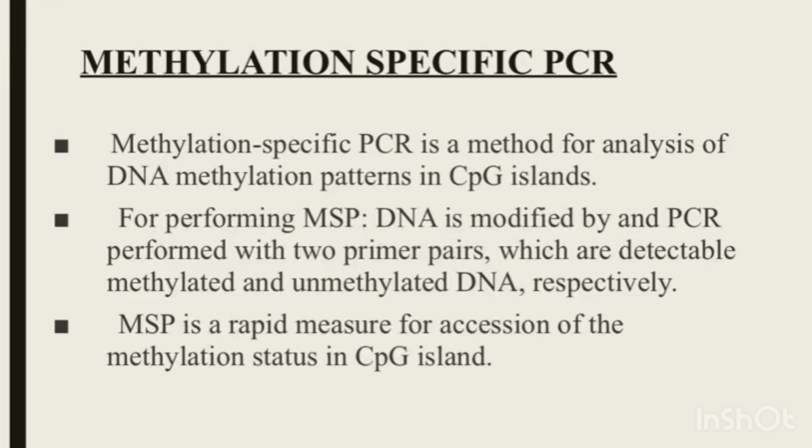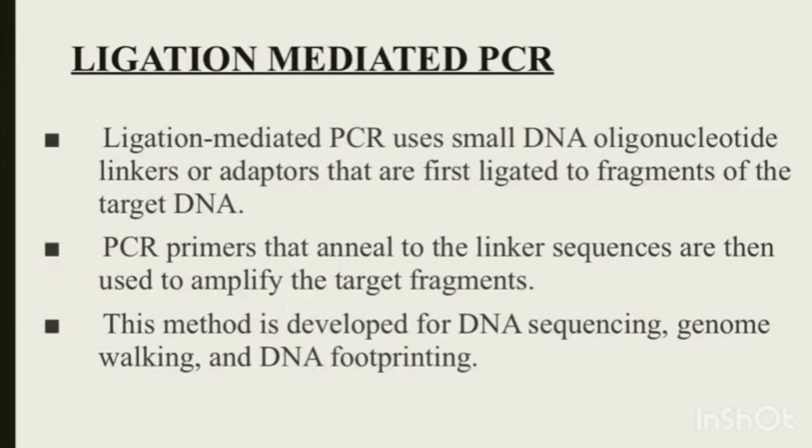And coming to the next is methylation specific PCR, which is a method for the analysis of DNA methylation patterns in CpG islands. MSP is a very rapid measure for assessing the methylation status in CpG islands. Coming to next type of PCR is ligation mediated PCR, which uses small DNA oligonucleotide linkers or adapters that are first ligated to the fragments of the target DNA. This method is developed basically for DNA sequencing, genome walking and DNA footprinting.